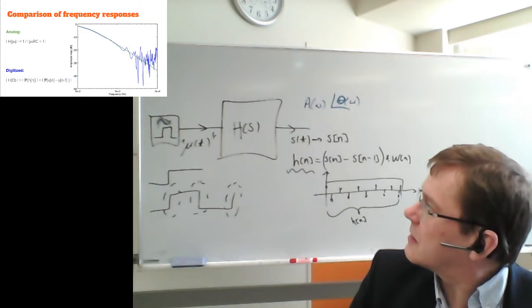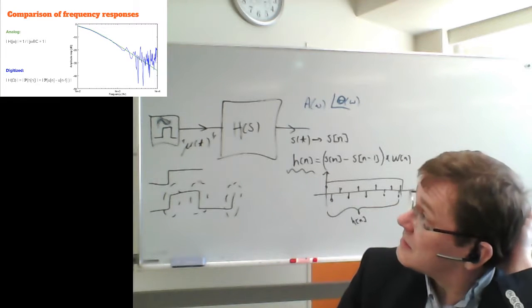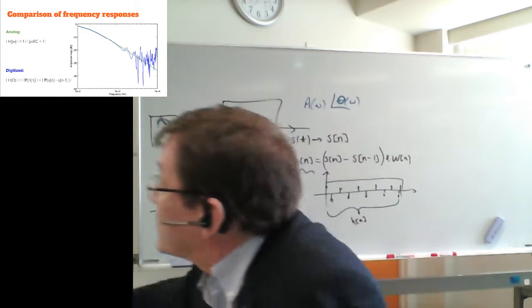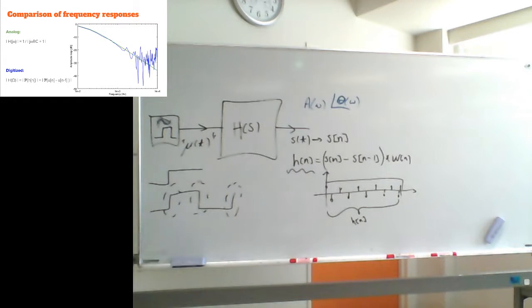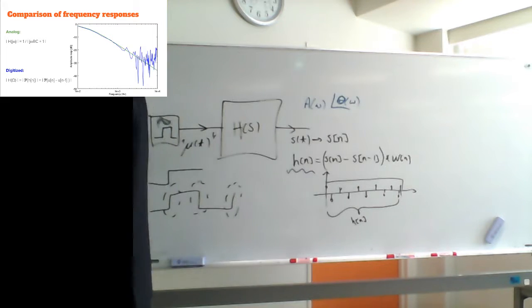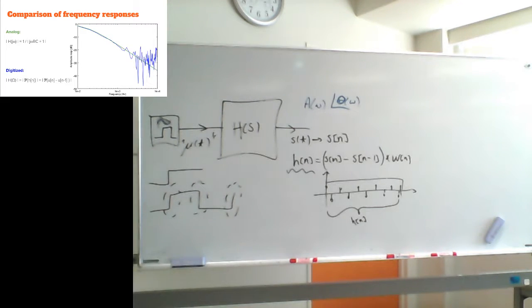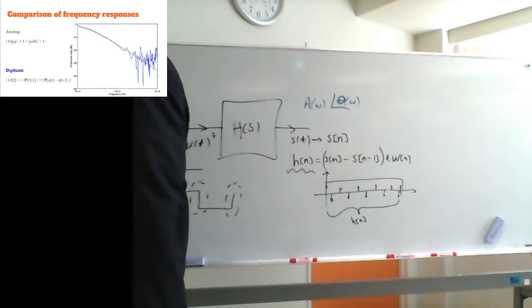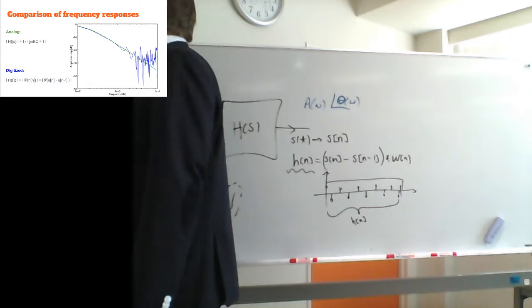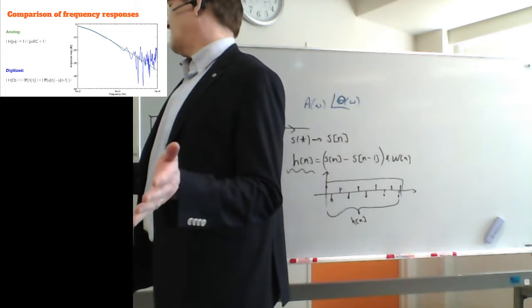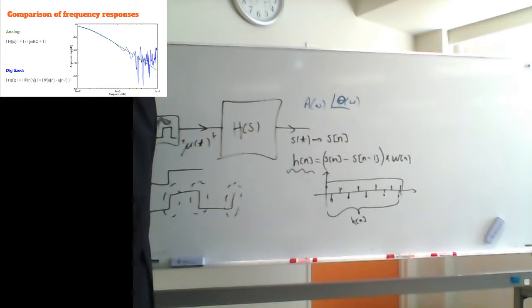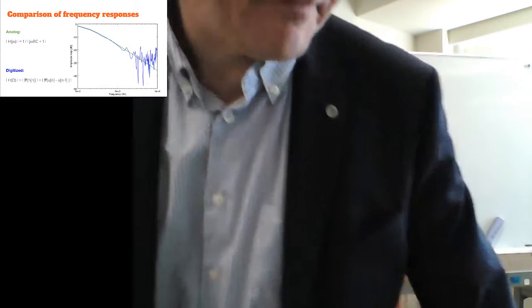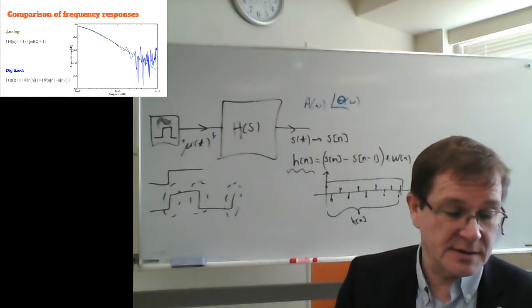Then I took that one to Octave and compared it with the analog. That's my analog model, and this is basically the digitized model here. So I took the impulse response and made the Fourier transformation. Well, the Fourier transform of the impulse response is your frequency response. And yeah, okay, it follows up to about 1 kilohertz. Then it kind of falls apart.